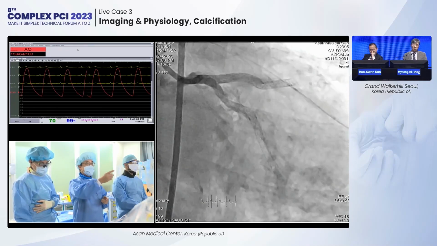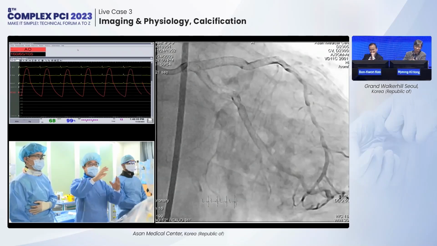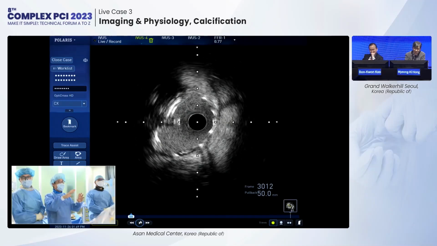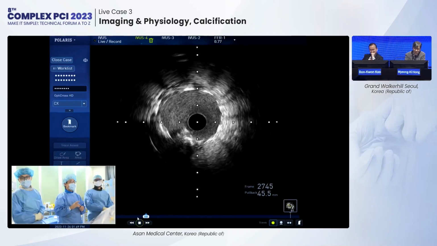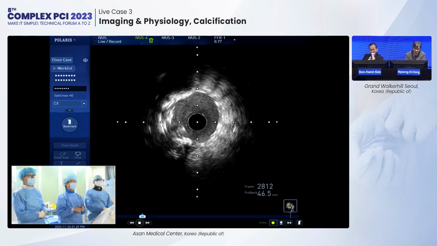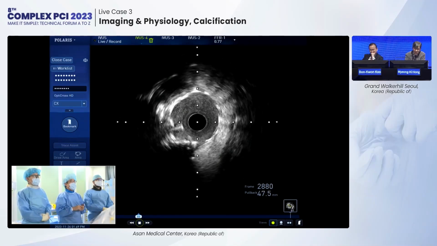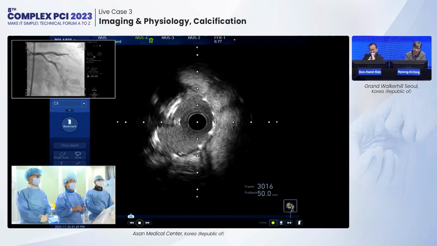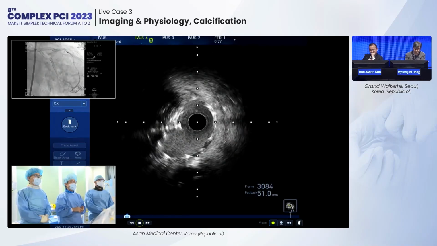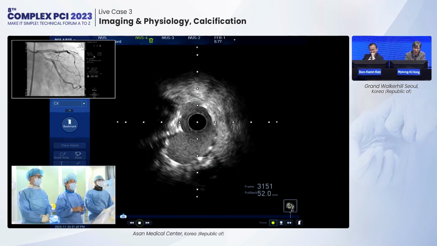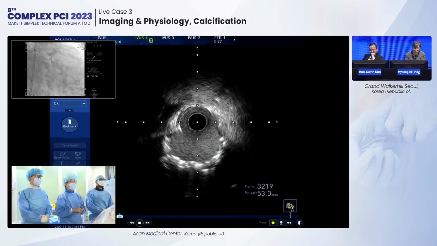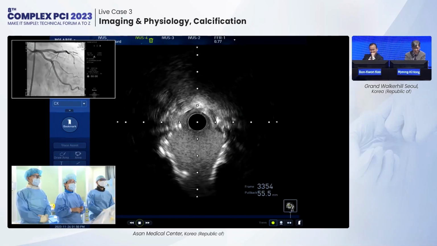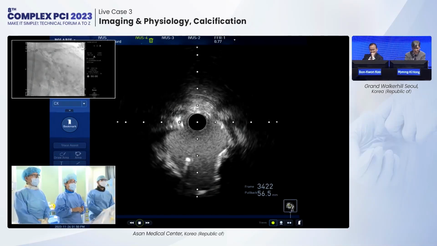We already checked the IVUS. Could you show us the proximal circumflex part, also the proximal LAD part, to show how it is? This is the circumflex ostium. Initially there was a very severe calcium, and we aggressively expanded it with high pressure balloon dilation. Here the LAD is coming at the 6 o'clock, and this is the distal and main.